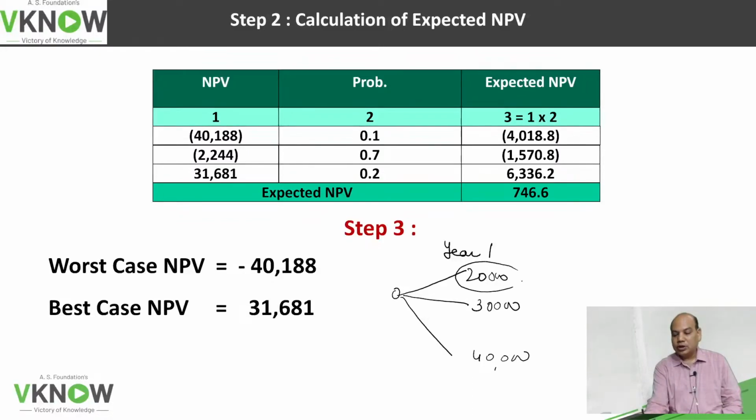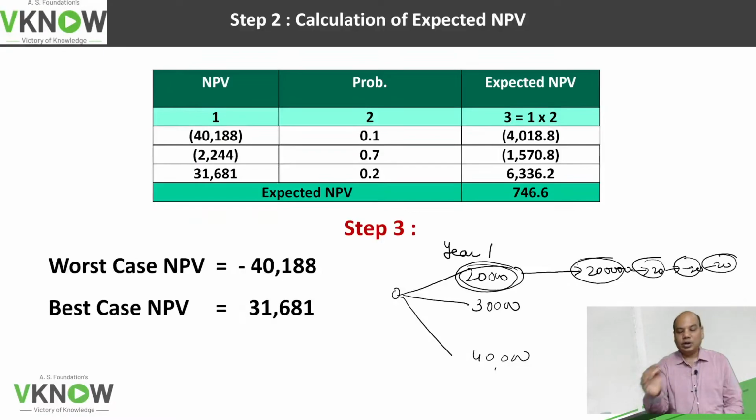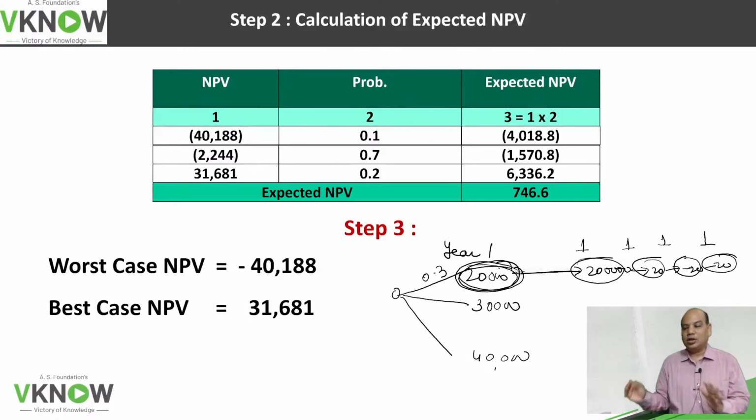But if you get 20,000 in year 1, then you will get 20,000 only in year 2, 20,000 in year 3, 20 in year 4, 20 in year 5. Then only 20, 20, 20, 20 will continue. So whatever is the probability of this 20,000, the probability of future 20,000 becomes 1. You will not get any other cash flow except 20,000 in the second, third, fourth and fifth year.